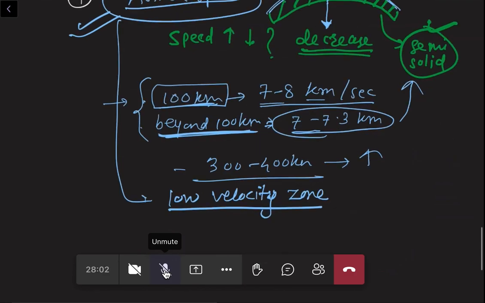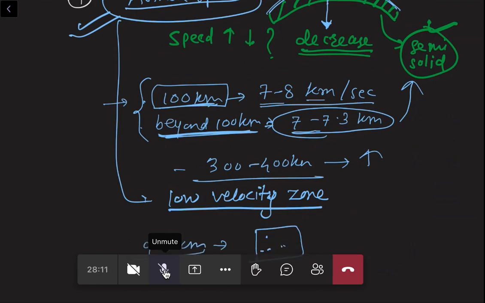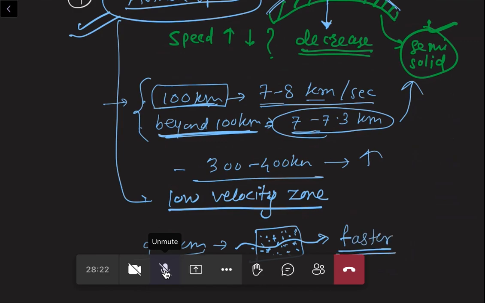Okay, now beyond 900 kilometers, speed drastically increases. Why is it increasing? Because the density of rock is now much more. As the rock's density increases, the waves start moving faster. So density is a very important factor for their movement, and that's how we are understanding these inside structures.